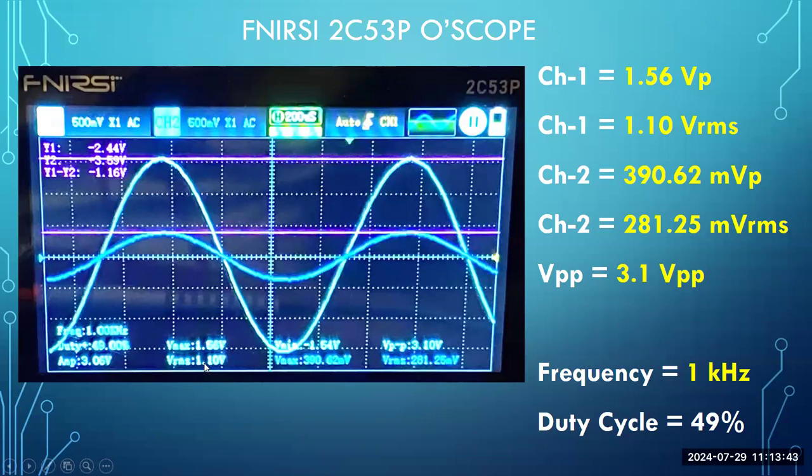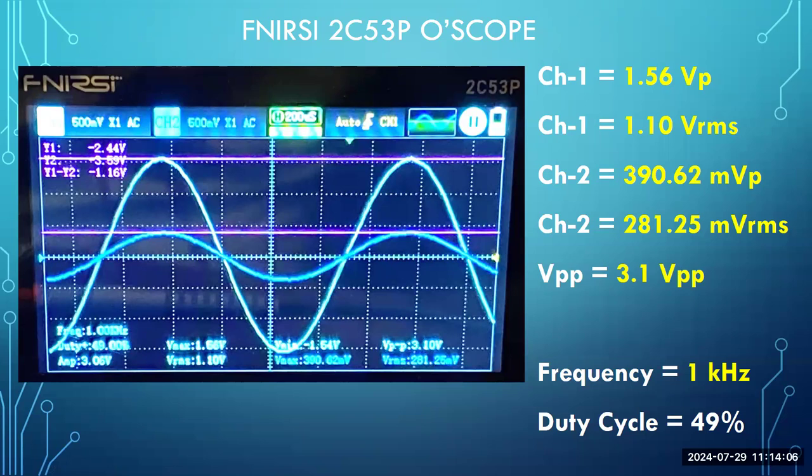The V1 RMS is shown here. 1.10 is what it rounds off to be. My peak to peak is at 3.1 right here. Ideally, it would have been 3.0, but again, we won't sweat the tiny fraction of a difference. We're dealing with imperfect oscilloscope probe leads, imperfect situations on the breadboard, a number of things. As long as we're close, we're happy campers.